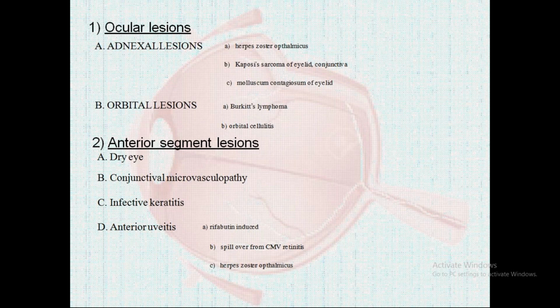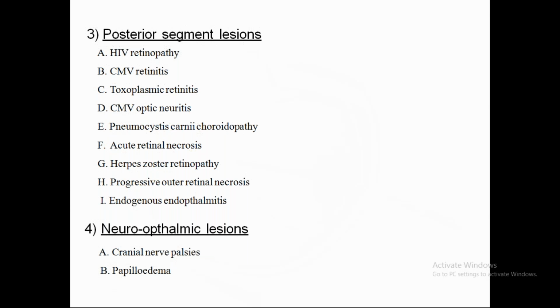From anterior to posterior I am going. First one is the ocular lesions and the second one is the anterior segment lesions. Now coming to posterior segment lesions. The patient might be having HIV retinopathy or cytomegalovirus retinitis, toxoplasmic retinitis, cytomegalovirus optic neuritis. Sorry, this I have kept in the posterior segment lesions; it should be under neuro-ophthalmic lesions. Pneumocystis carinii choroidopathy, acute retinal necrosis, herpes zoster retinopathy, progressive outer retinal necrosis, and endogenous endophthalmitis. These are all the posterior segment lesions which are caused because of HIV.